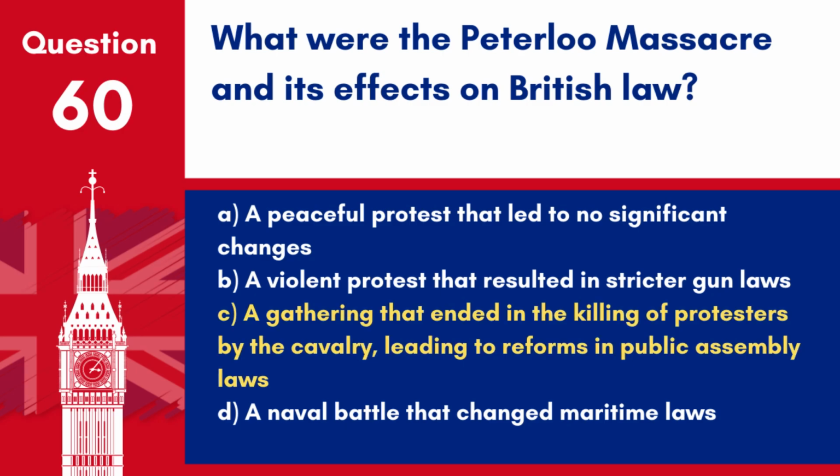Answer. C. A gathering that ended in the killing of protesters by the cavalry, leading to reforms in public assembly laws. The Peterloo Massacre in 1819, where cavalry charged into a crowd demanding reform of parliamentary representation, resulted in public outrage and significant changes to laws governing public assemblies.